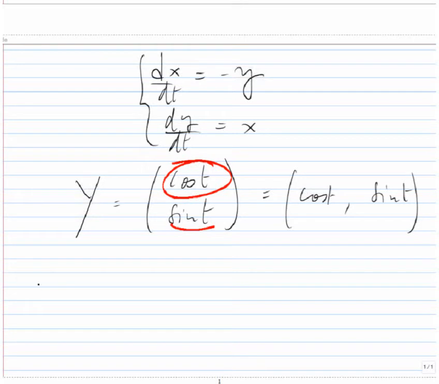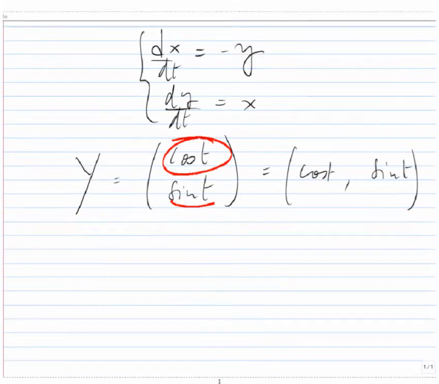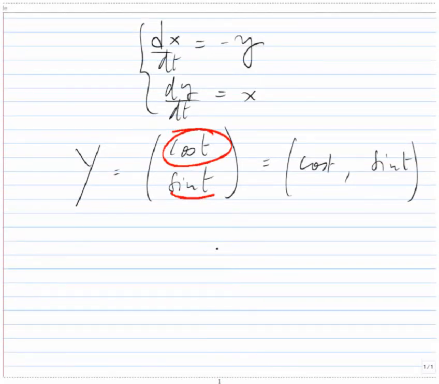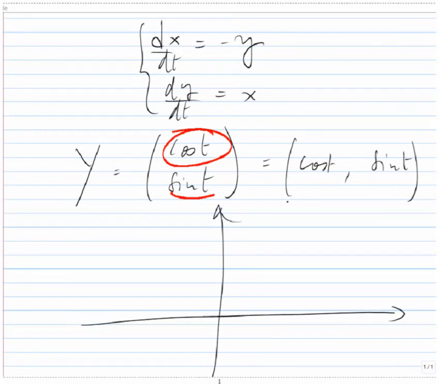Before we do that, let me just explain that it's very easy to see the graph of this solution in the phase plane, and the reason is because cosine squared plus sine squared is equal to 1. This is a parametric representation of the unit circle. So basically the graph of this is just the unit circle.